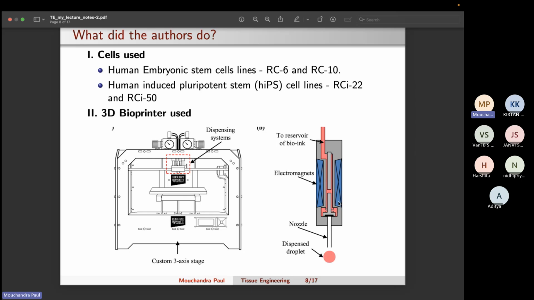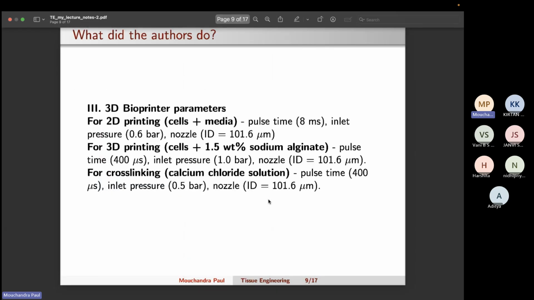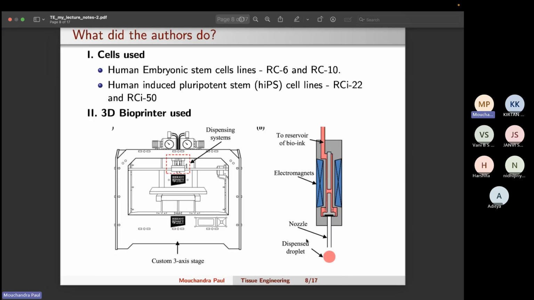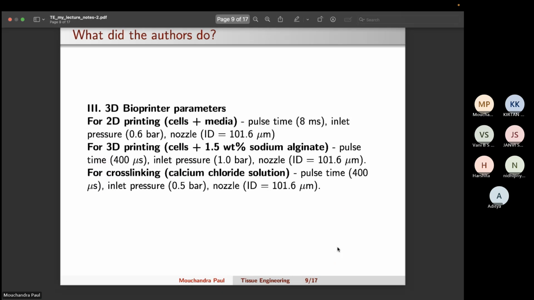The nozzle is nothing but a small opening, a small aperture, but the opening and closing of the valve is important. That ensures when the droplet will be dispensed and when it will not. Alright, so this is how the bioprinter looks for them, and this is how the droplets are forming in their bioprinter.